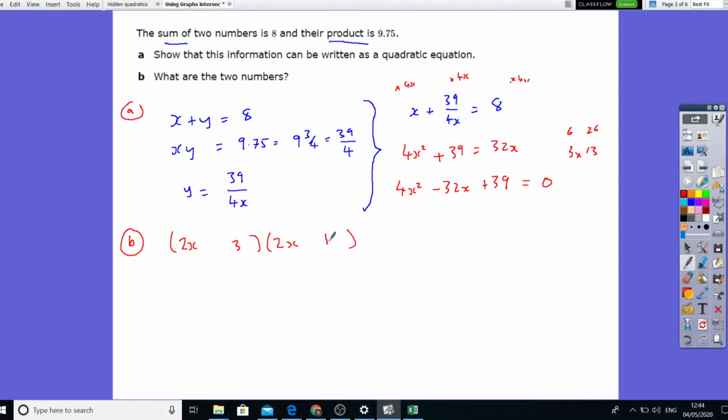3 and 13 are both going to be the same sign, so that's going to be positive. So these are both going to be negative. Now let's just mentally do this in our head and see if it works out.